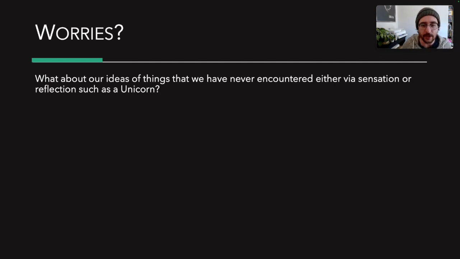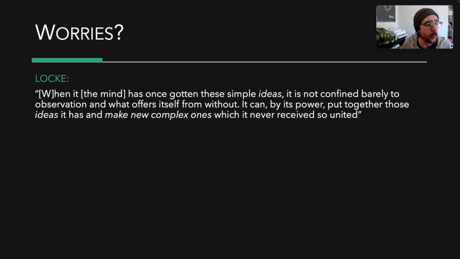Now this I think is actually pretty straightforward. As Locke says, when the mind has once gotten these simple ideas, so once we have those, it's not confined barely to observation and what offers itself from without. So the claim here is there's a limit to the simple ideas we can get. They can only come from things that we have actually had first-hand experience with. But once we start building ideas into complex ideas by these operations of the mind, we can put together those ideas of things we have experienced to make new complex ones which we haven't experienced in that combination.